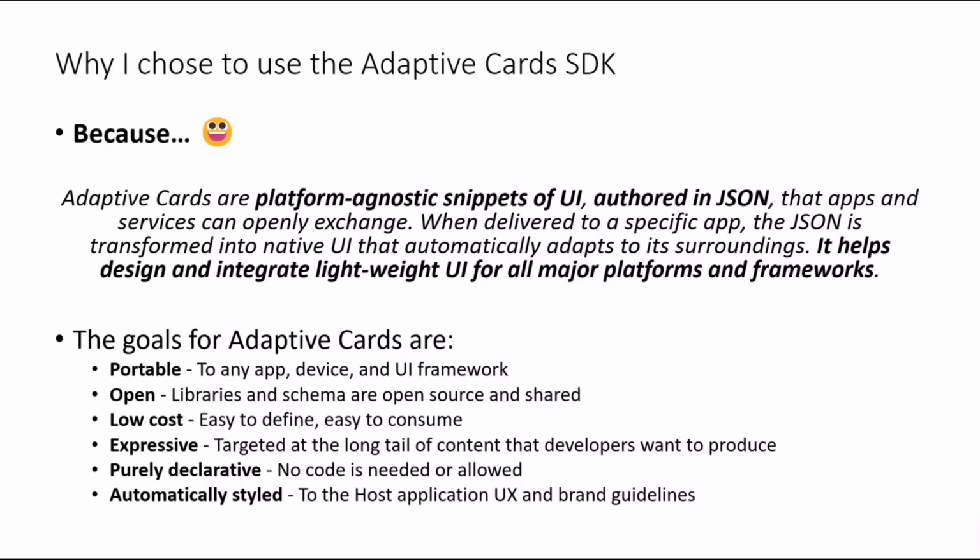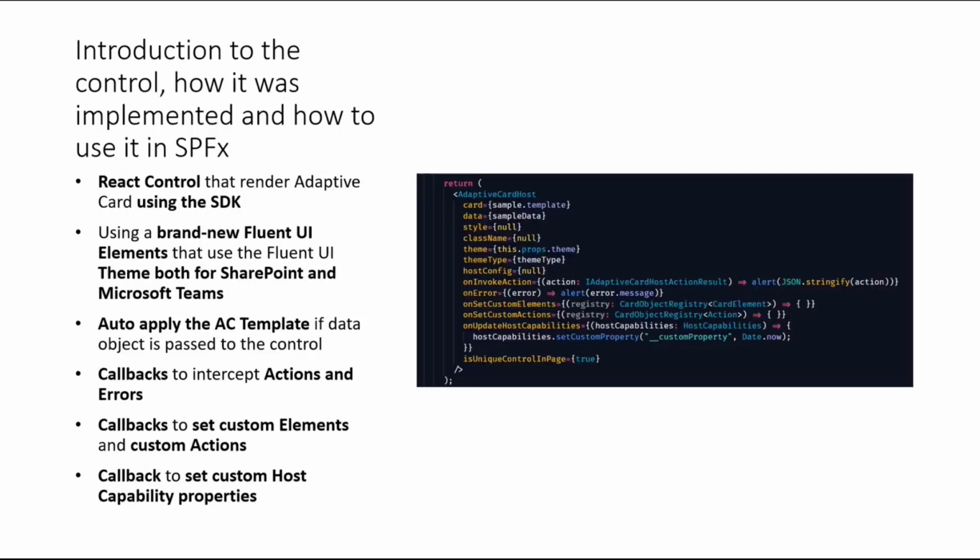Why did I choose the Adaptive Card SDK? You already know that Adaptive Cards are a great framework, a great implementation, and a way to implement UI because it's portable, it's open, it's expressive, and for me, the good reason is that it's automatically styled. You know that the style is updated by the host application and not by the user that creates the UI by using the JSON format. And this is the reason why I chose the Adaptive Card SDK.